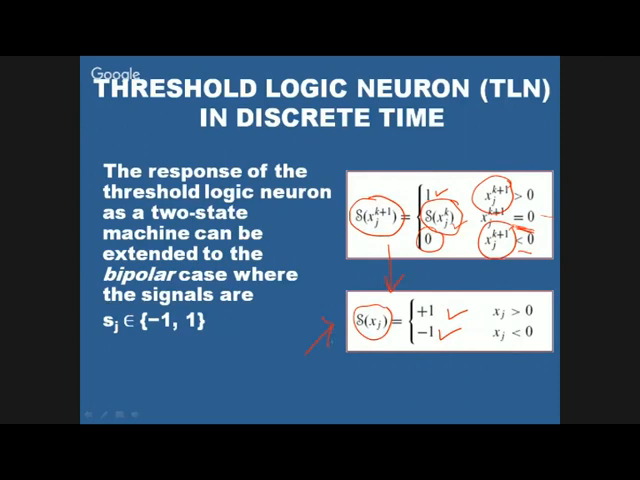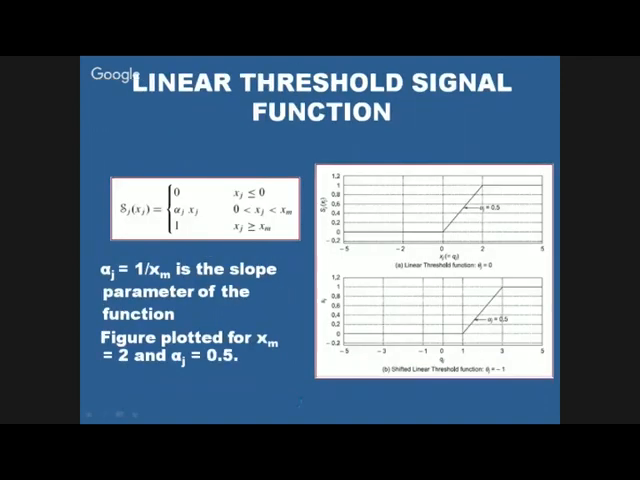Finally, on the last slide, binary means two states, that is your 0 and 1. Here also we are getting two states, but we are getting the bipolar. Bipolar means there will be two states, one is your minus 1, another is your 1. So with the bipolar state, we have removed the flaw of the binary threshold function. So these are the two functions.